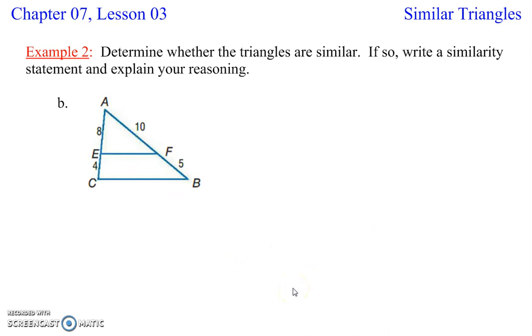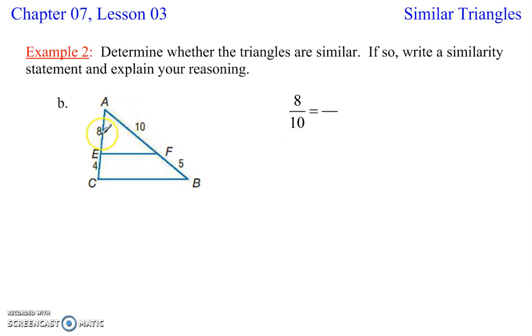Determine whether these triangles are similar. If so, write a similarity statement. Okay, well, here we don't know the length of the larger triangle, but we can figure that out by adding them together. So we have 8, and then congruent or corresponds to this longer side here, which is 8 plus 4. So that's 12.